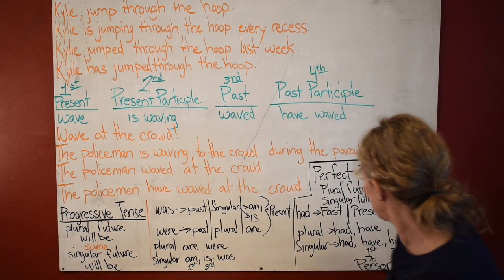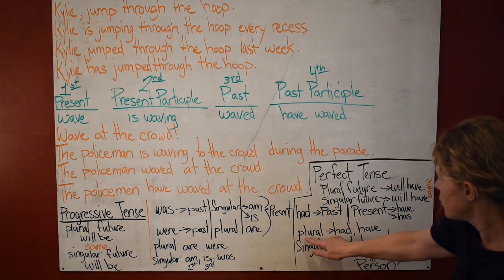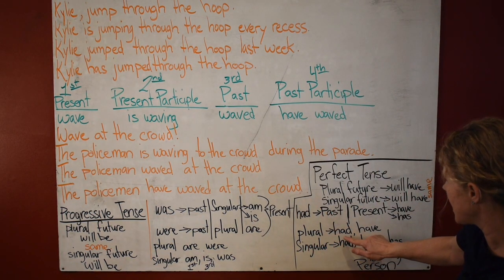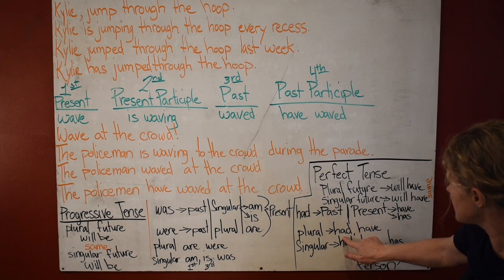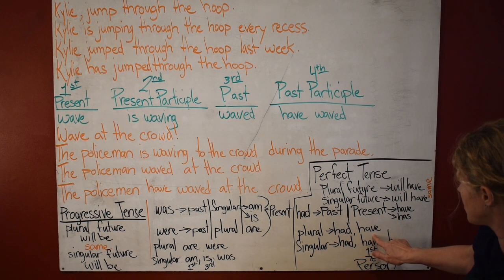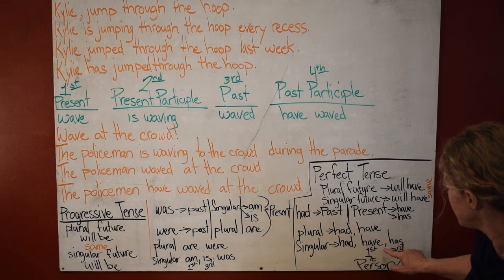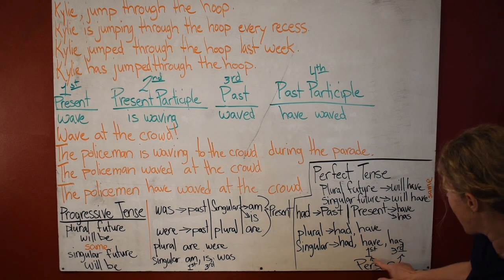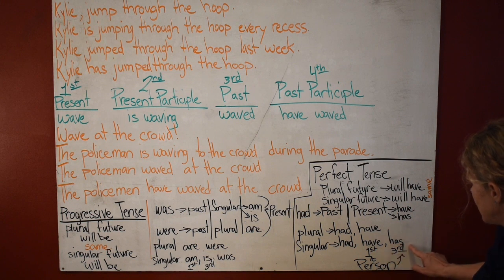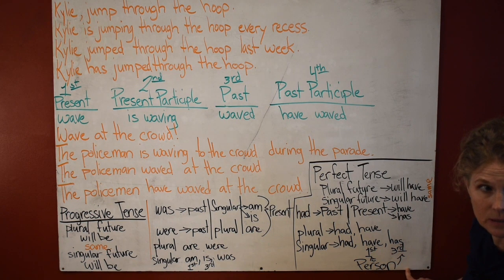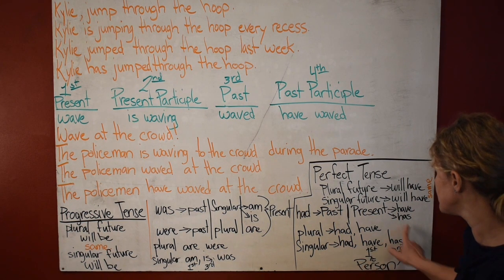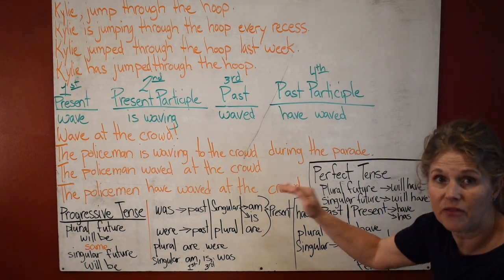Okay? So when we look at this, when you have plural, you have to use had and have. Had is the past, have is the present. When you have singular, you use had, have, and has. Have is first person, has is third person. Okay? This all needs to be memorized or you're not going to get that right.